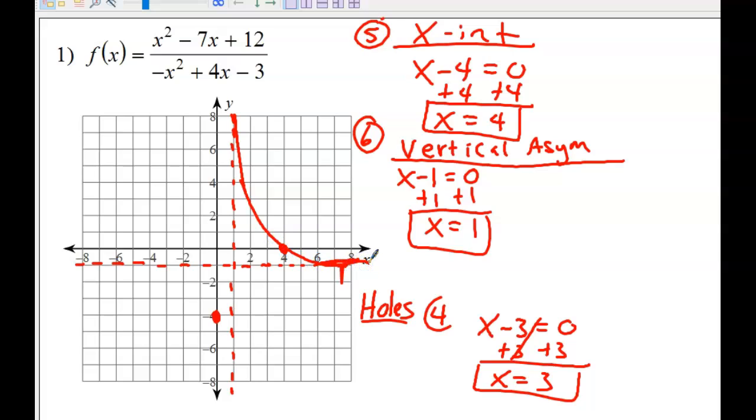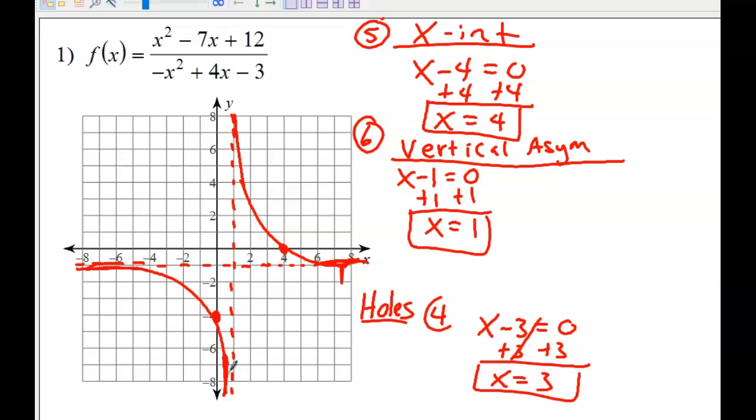Same thing down here. Hug this asymptote at the far right, hug this asymptote. Hug this asymptote at the far bottom, hit that point. And there's your graph. So all you do is just hug it.